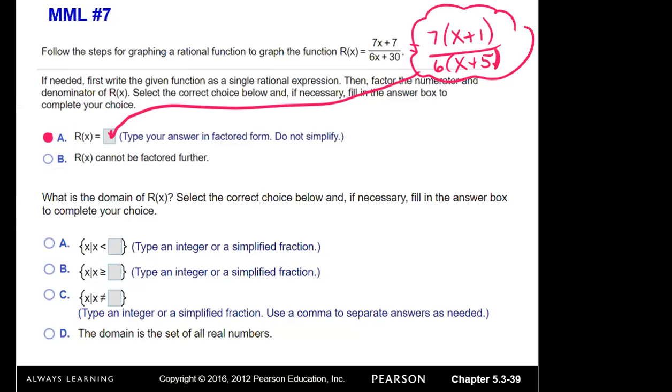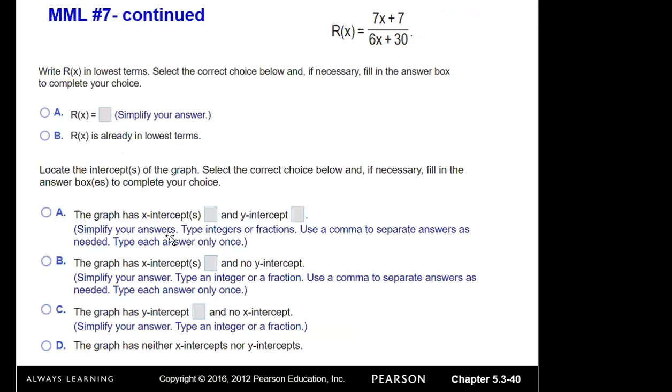The denominator cannot equal 0 for the domain. And the 6, since I factored it out, it doesn't have an x with it. So really, it's just the x plus 5 that cannot equal 0. So x cannot equal -5. That would be choice C, right there. Just type in -5. Another positive affirmation. Next question pops up.